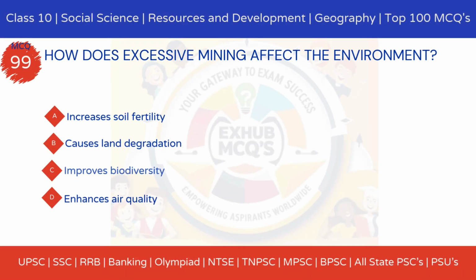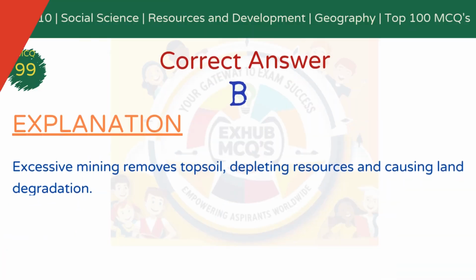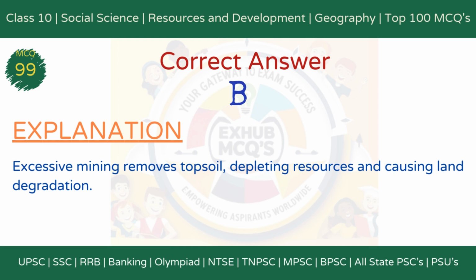MCQ 99. How does excessive mining affect the environment? Option A, increases soil fertility. Option B, causes land degradation. Option C, improves biodiversity. Option D, enhances air quality. The correct answer is option B, causes land degradation. Explanation. Excessive mining removes topsoil, depleting resources and causing land degradation.